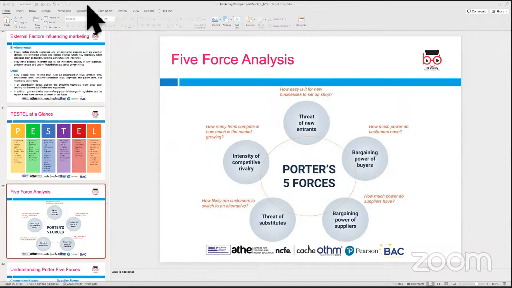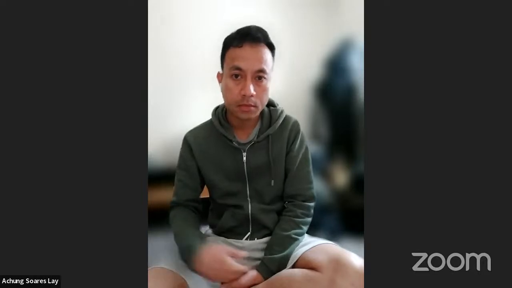Overview of Porter's 5 forces. Porter identified 5 forces that determine the competitiveness within an industry: the threat of new entrants, the bargaining power of buyers, the bargaining power of suppliers, the threat of substitute products, and competitive rivalry within the industry. Importance of the model. Porter's 5 forces model serves as an essential tool for understanding.